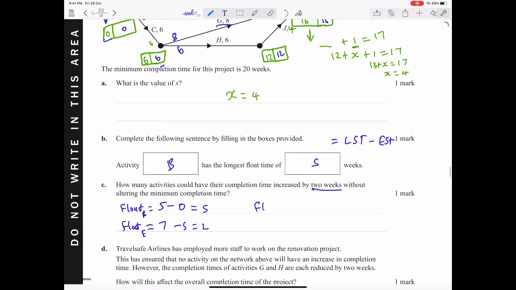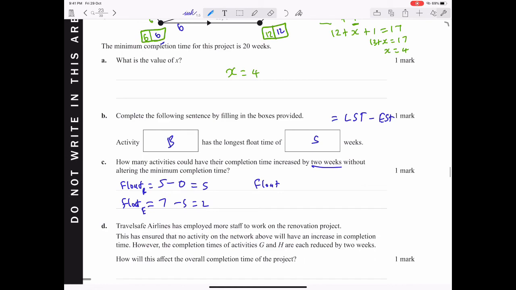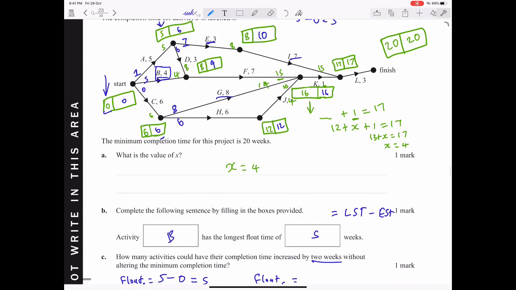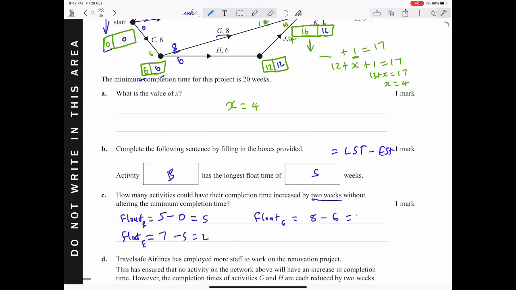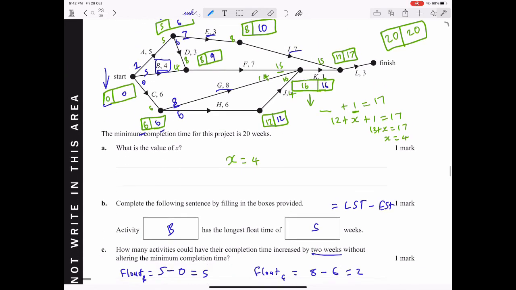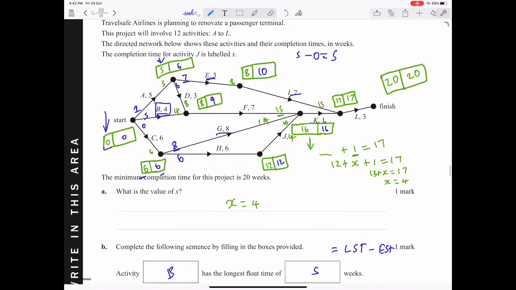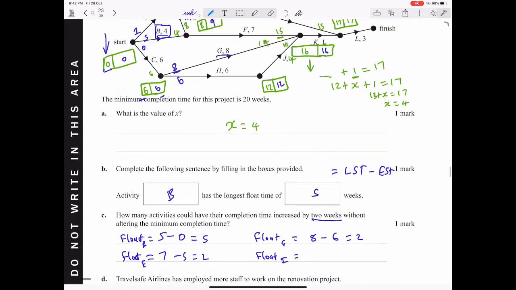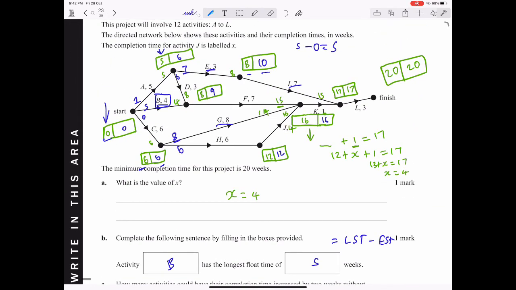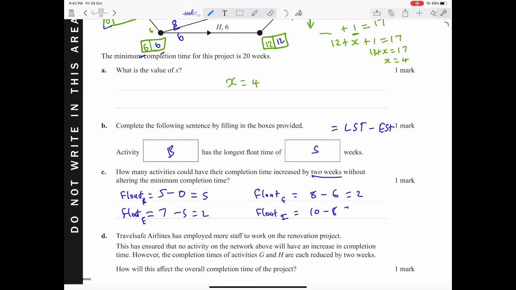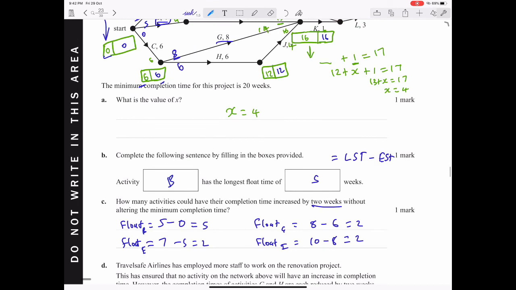And we can also see that the float time of G is calculated by latest start time minus earliest start time. Latest start time of 8 minus earliest start time of 6 gives us 2. So therefore it could also be increased by 2 weeks without affecting the completion time of the project. And we can also see that the float time of I is equal to 10, the latest start time, minus 8, the earliest start time. So 10 minus 8 is 2. So therefore I could also be increased by 2 weeks without affecting the minimum completion time.